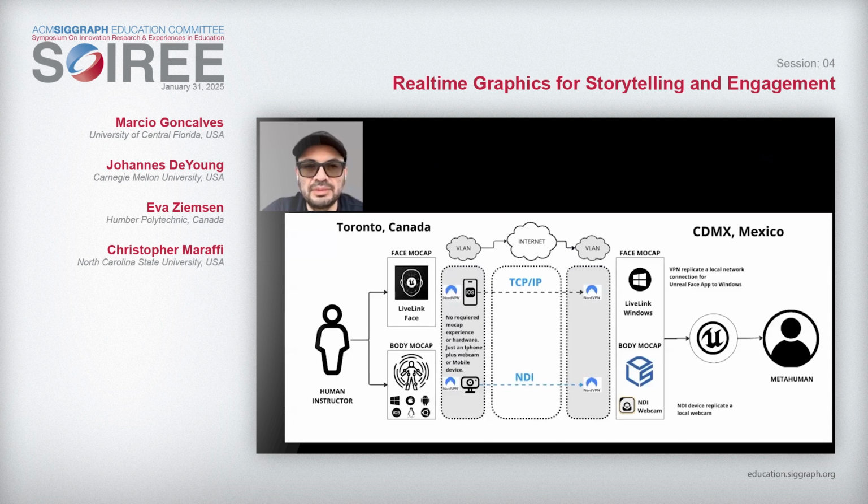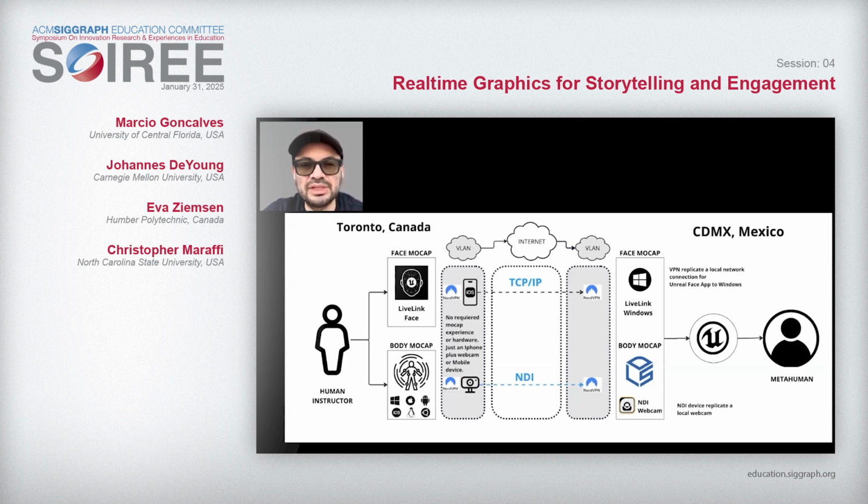Hello everyone, I'm Carlos Vilchis and I will explain to you quickly how this solution was made up. On the Toronto side, we have the human instructor who is driving the face using a live link application on an iPhone. And also we have a simple webcam that is connected to the same computer. So both devices are connected through a VPN. In this case, we use NordVPN. NordVPN connects directly to a Mexico City computer.